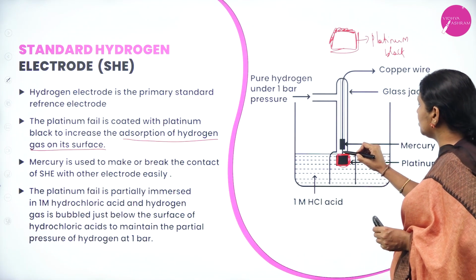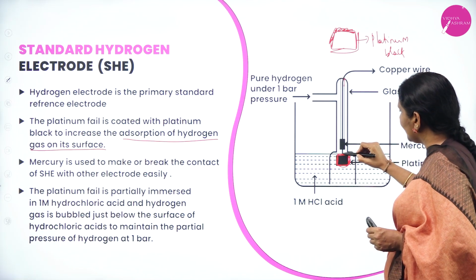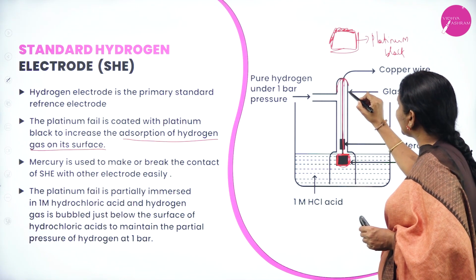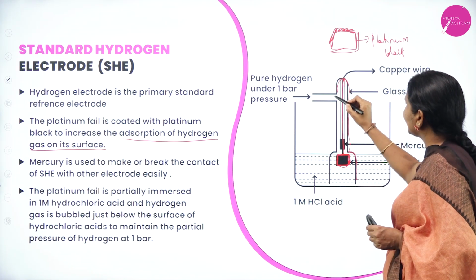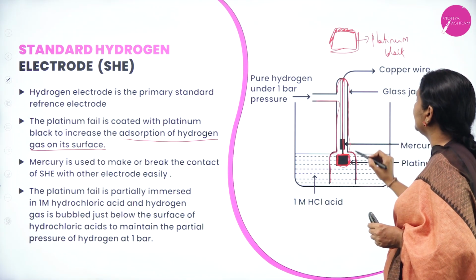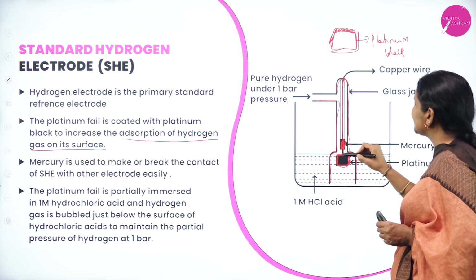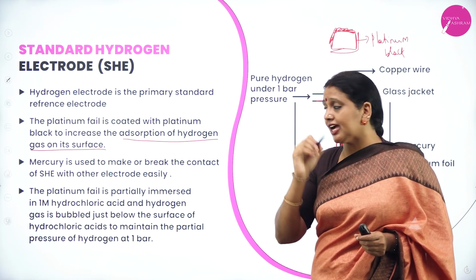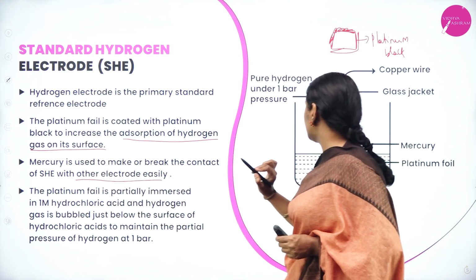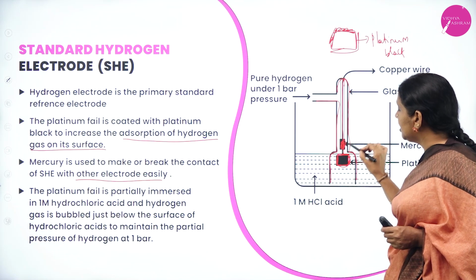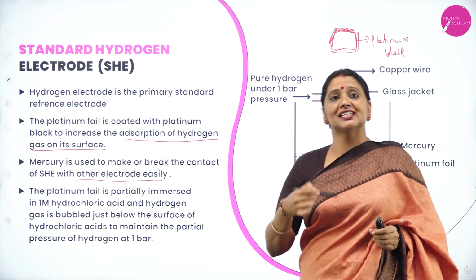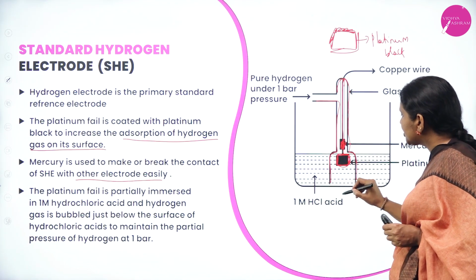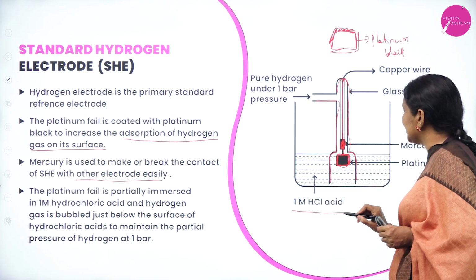Okay. Now it is sealed to a platinum wire. This is a platinum wire. It is covered by a glass jacket. A little mercury is placed inside the glass jacket to make or break the contact of the standard hydrogen electrode with the other electrode. Now, the platinum foil is partially immersed in 1 molar HCl solution.